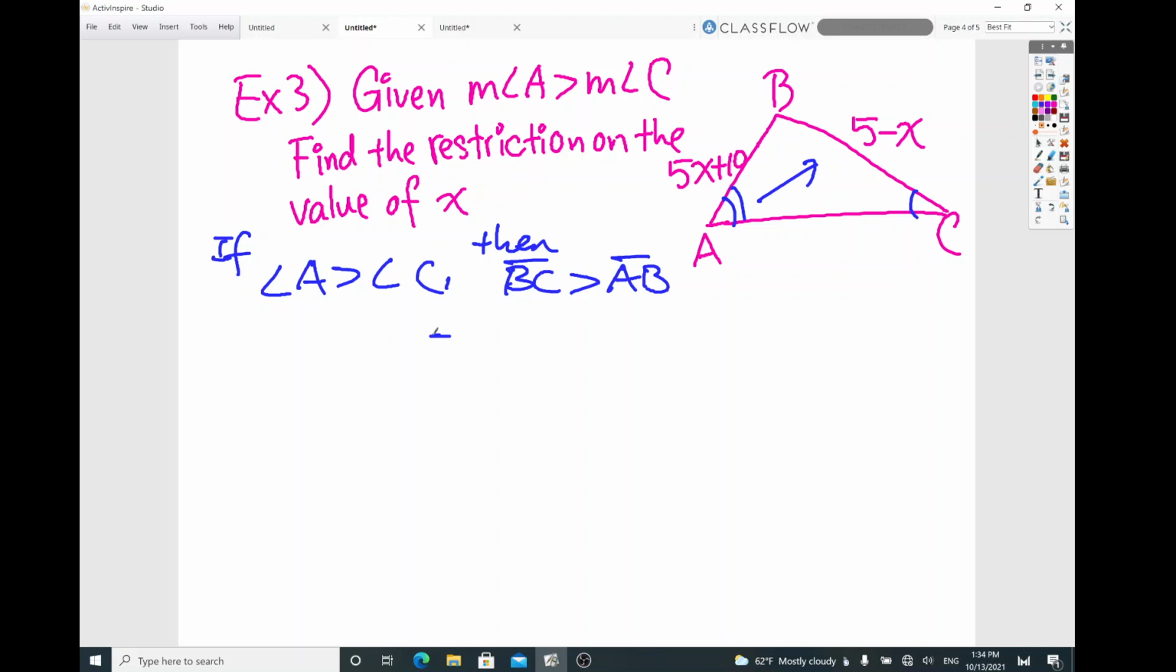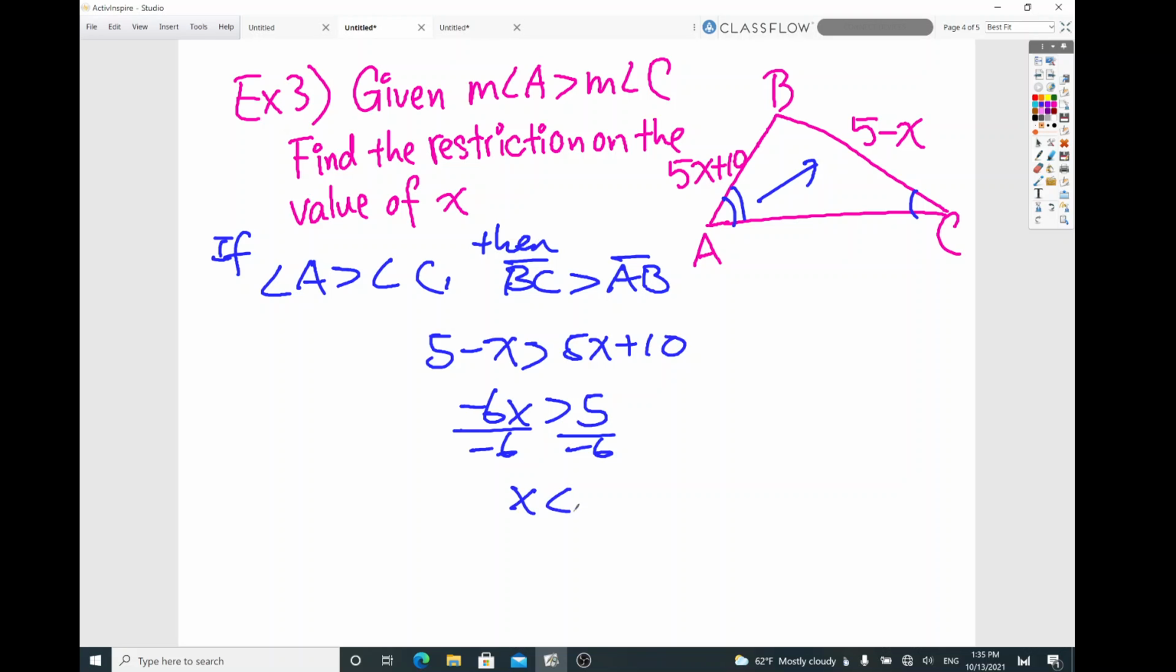So what this is showing is that 5 minus x is greater than 5x plus 10. But the thing that you want to find is the restriction. Okay, so we need to set up another inequality for this. Well, let's just solve for x for this one first. Subtract 5x on both sides, so we get negative 6x greater than, subtract 5, so we do have 5 right here. Divide by negative 6. So that means x is less than negative 5 over 6.